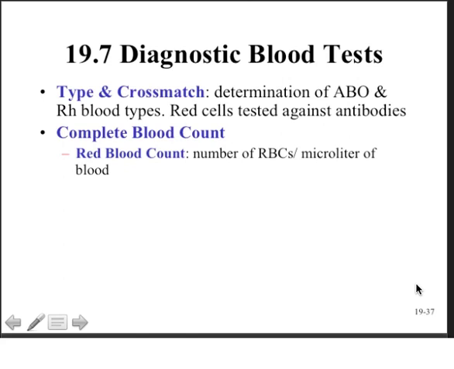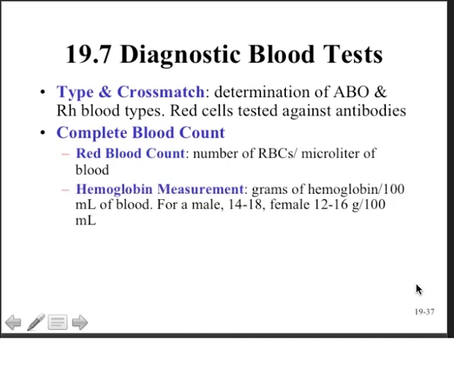A complete blood count is where we work up the red count, which is the number of red blood cells per microliter of blood, so that's your hematocrit. And then we can do hemoglobin measurements, which are grams of hemoglobin per 100 milliliters of blood.